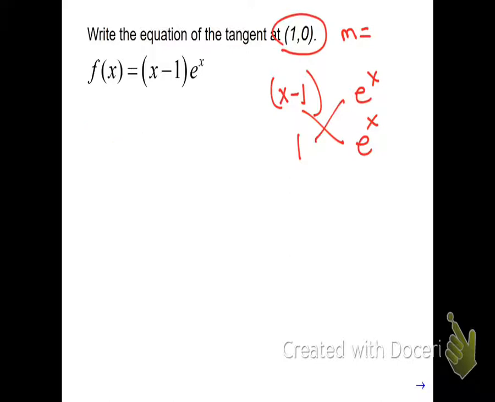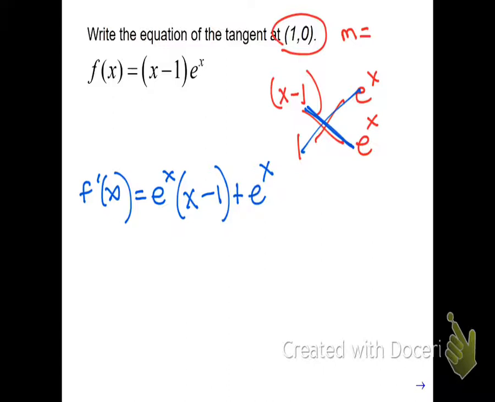Okay, the derivative would be e to the x times x minus 1 plus 1 times e to the x. So that's my derivative, but now I need to evaluate that derivative at this point right here. You can plug in the 1 right now, or you could factor, clean it up, and then plug in the 1. It doesn't really matter since you're plugging in the number anyway.